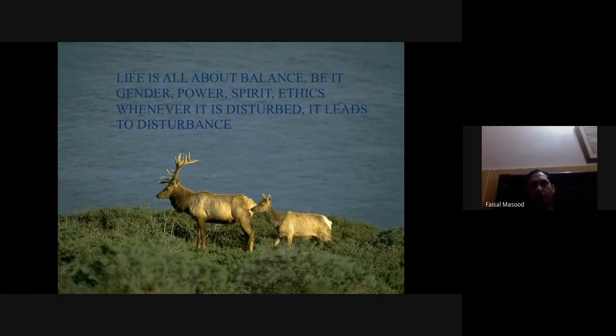So life is all about balance, be it gender, power, spirit, ethics. Whenever it is disturbed, it leads to disturbance and destruction.